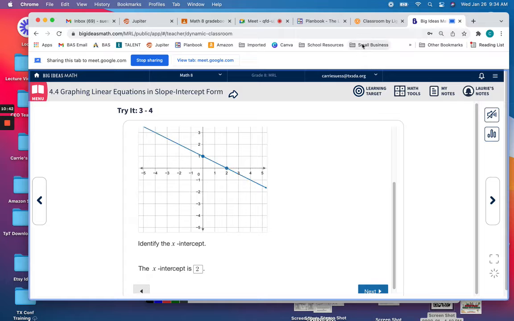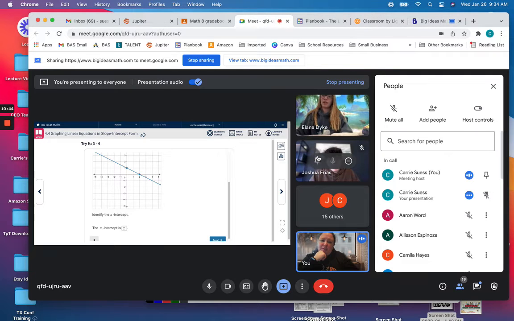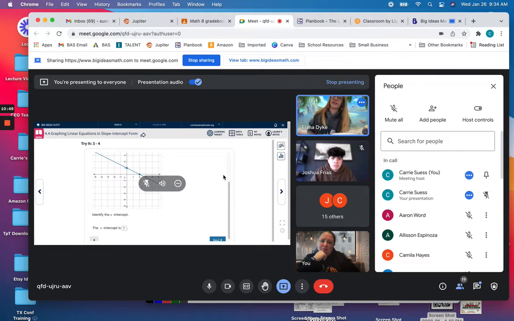Does that make sense? Is my screen too small? I don't know how to make it bigger. I'm on my phone because my other devices don't work. Did you not take your Chromebook home?